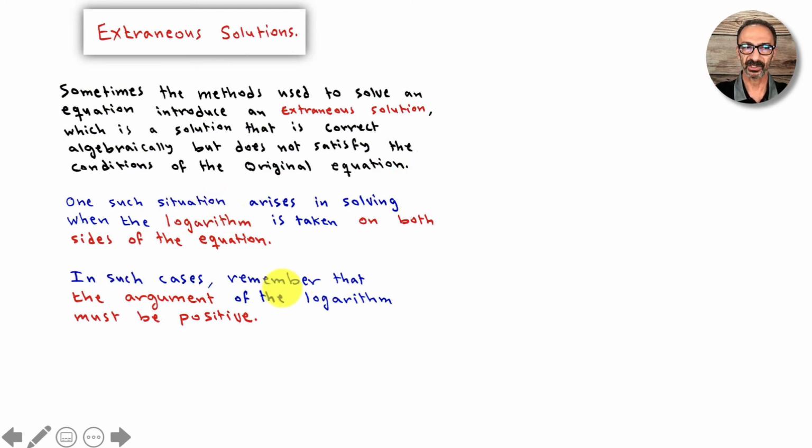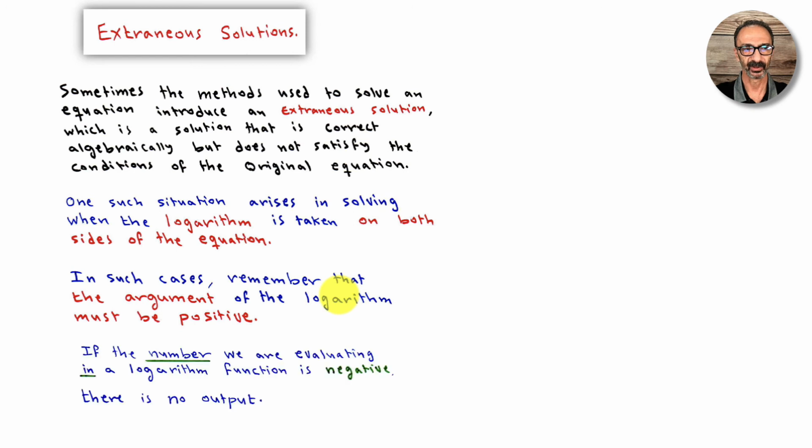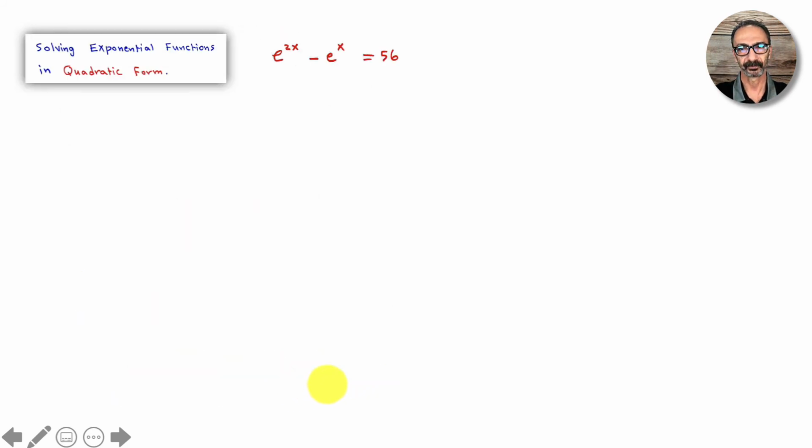In such cases, remember that the argument of the logarithm must be positive. Log 5 is defined, log negative 5 is not defined. That's what we mean as an example. If the number we are evaluating in a logarithmic function is negative, like negative 5, there is no output.